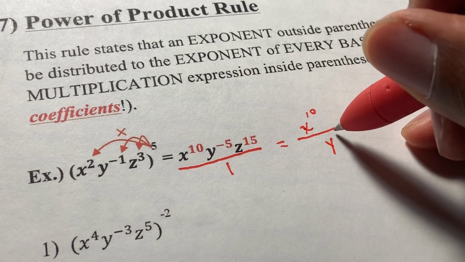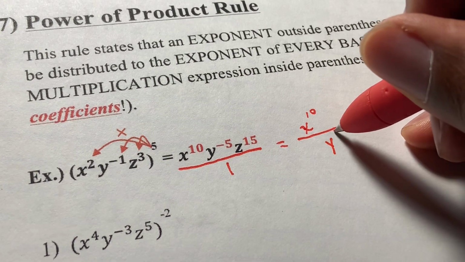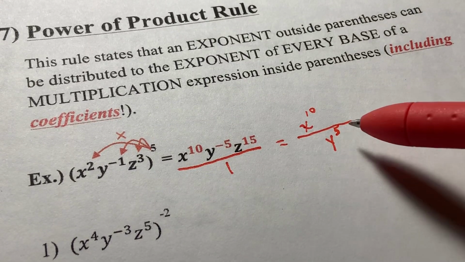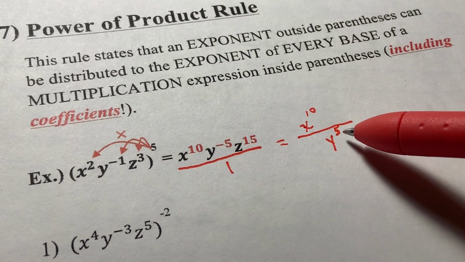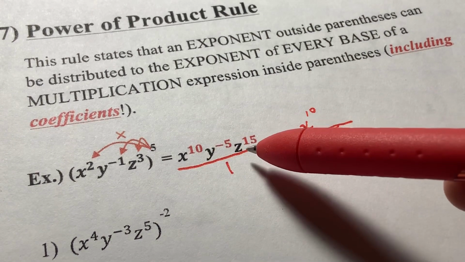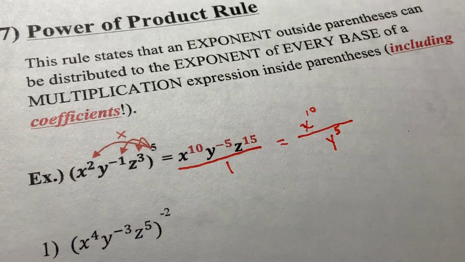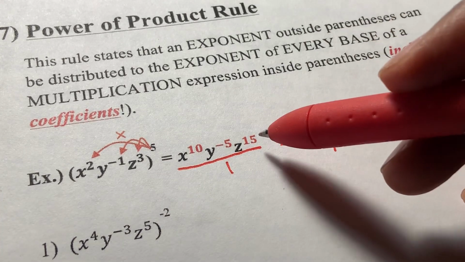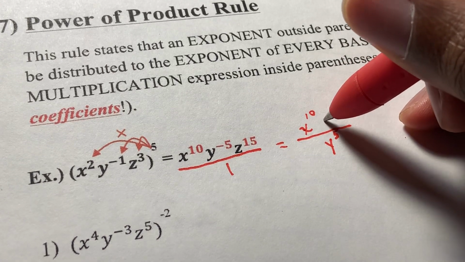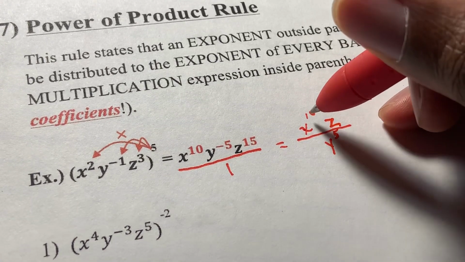Remember my rhyme, when you cross the line, you change the sign. Okay? Make sure to write that 5 small. Don't write it big. Remember, it's an exponent. Exponents should remain small and in the upper right-hand corner. Z to the 15th. The 15 is positive. It's a positive exponent, which means the z stays where? Very good. On top.